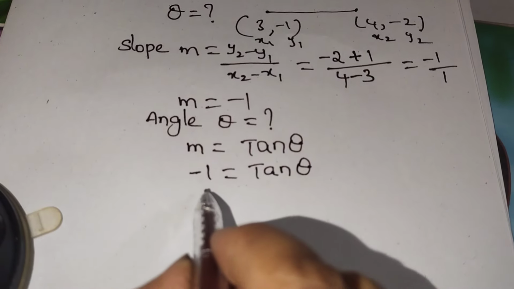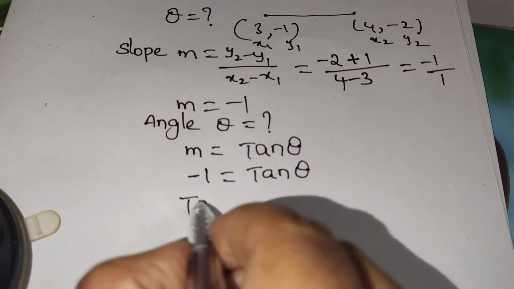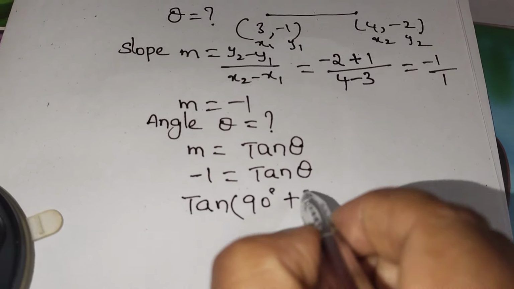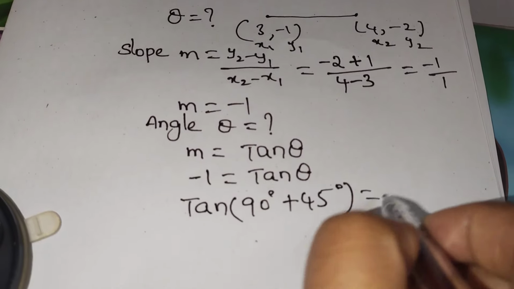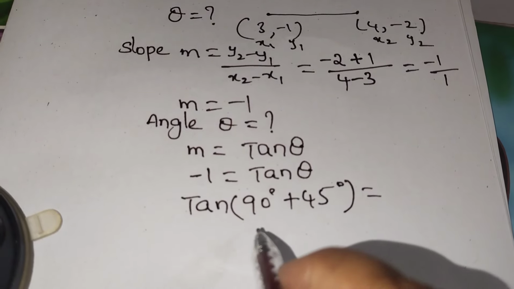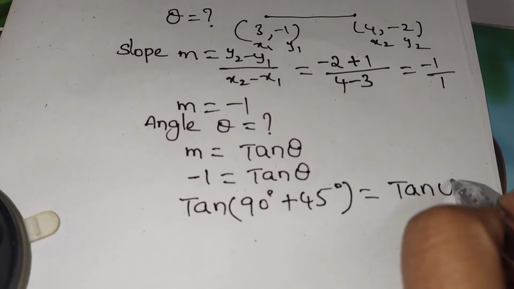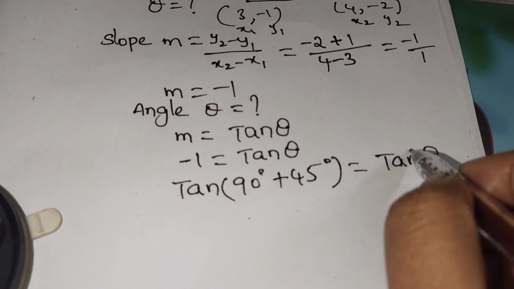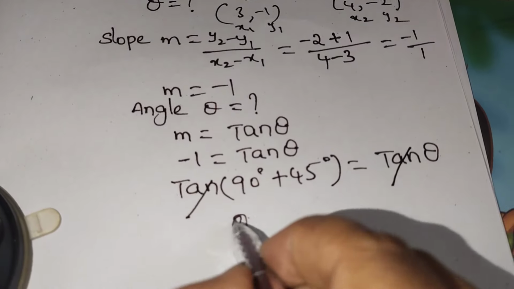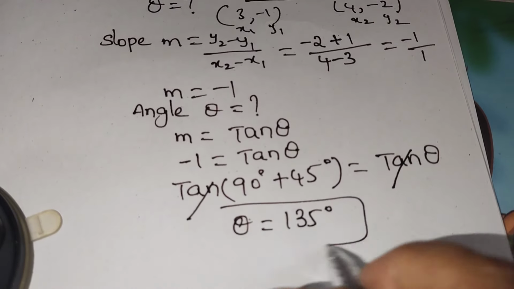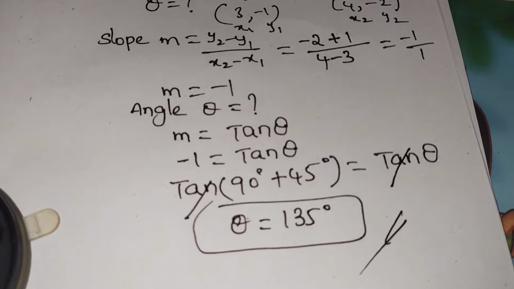Where you get minus 1? In the tan: tan of 90 degrees plus 45 degrees, over tan 45 plus 1. But tan of 90 plus 45 is minus 1. That equals tan theta. Now cancel tan, tan. Theta is equal to 90 plus 45, 135 degrees. This is the required answer.